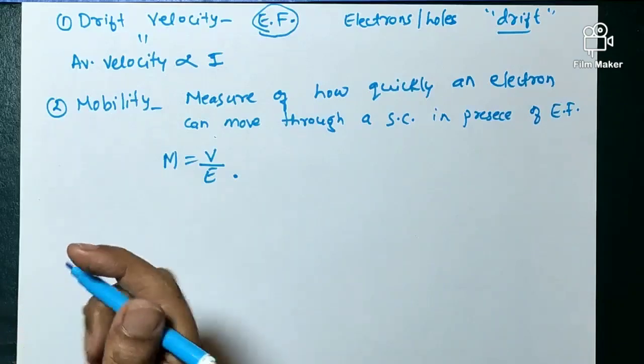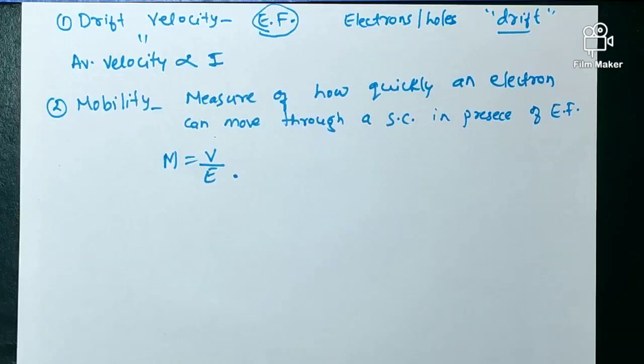Lastly, the two important parameters you need to understand in a semiconductor are drift velocity and mobility. Drift velocity is defined as the average velocity attained by the particles of a material in response to an electric field, and it is proportional to the current. And mobility is a measure of how quickly an electron can move through a semiconductor in the presence of the electric field. That is, M equals V by E.